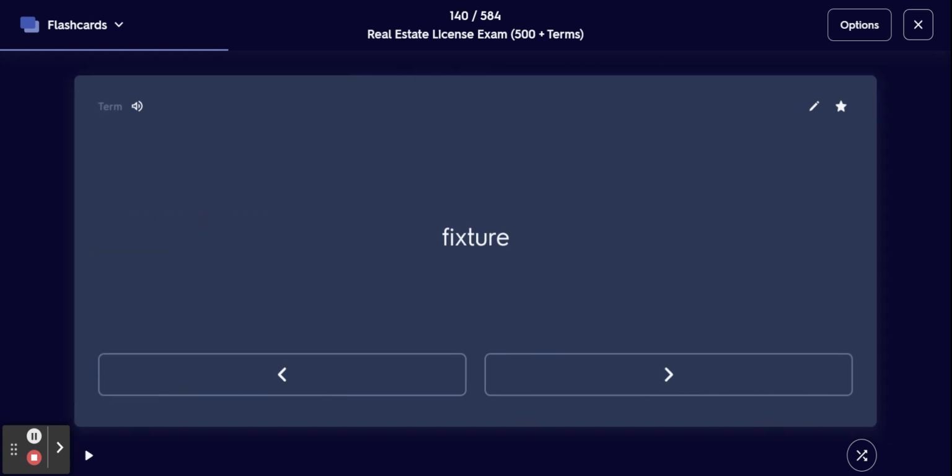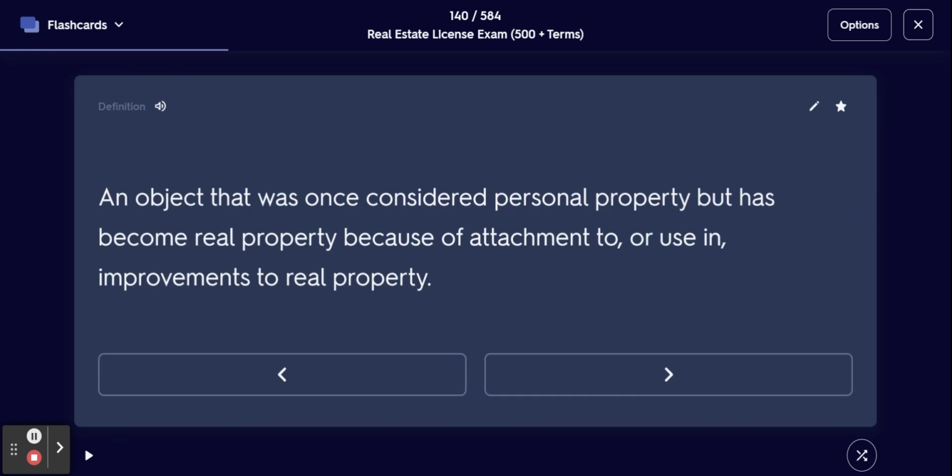Fixture. An object that was once considered personal property but has become real property because of attachment to or use in improvements to real property.